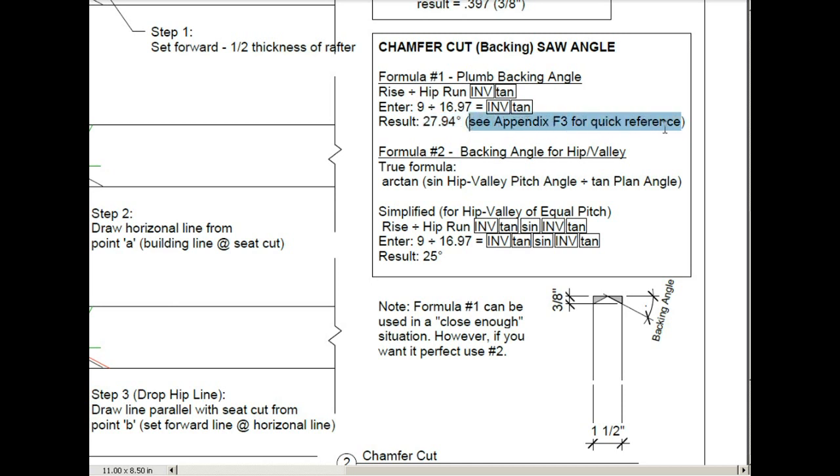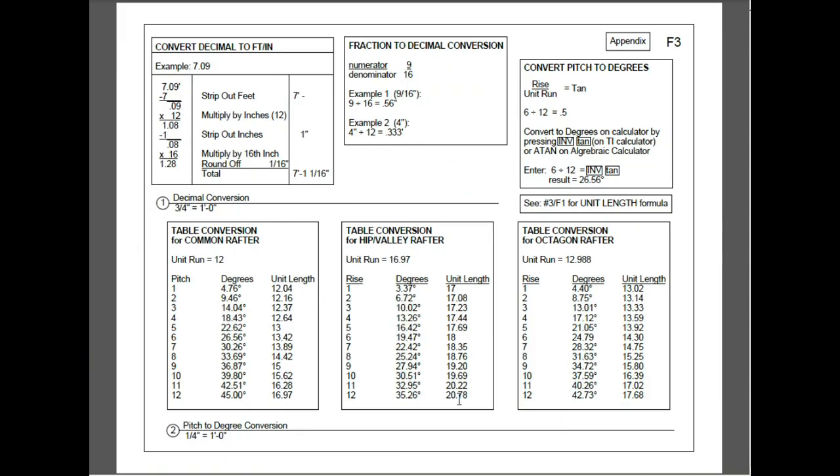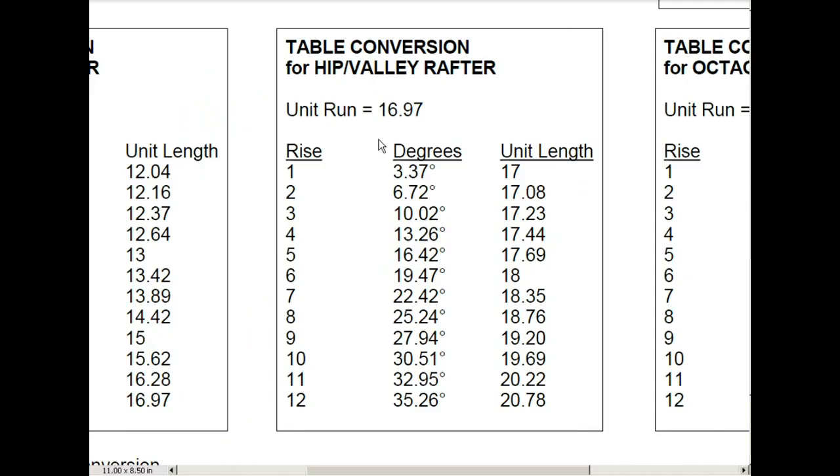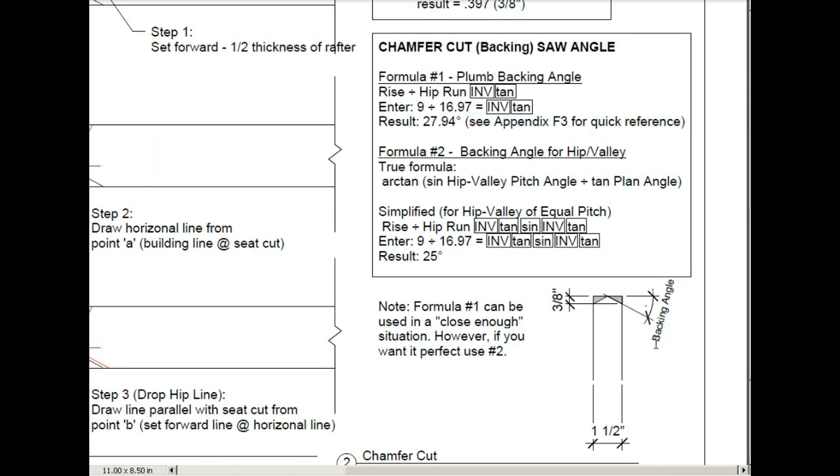You can also look at the appendix 3, F3, for a quick reference here. And if you buy the CD pack, you'll get this in your PDF package. So for the hip valley, the unit run is 16.97. For a 9/12 pitch, the pitch angle, or the degrees, is 27.94. And this will be your backing angle, so this is what you set your saw blade to.